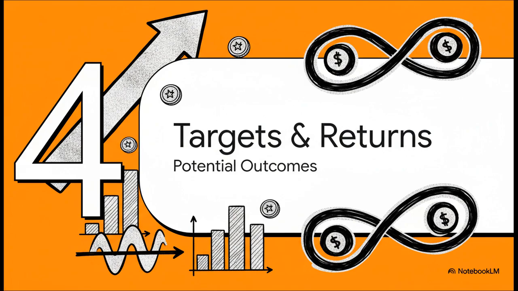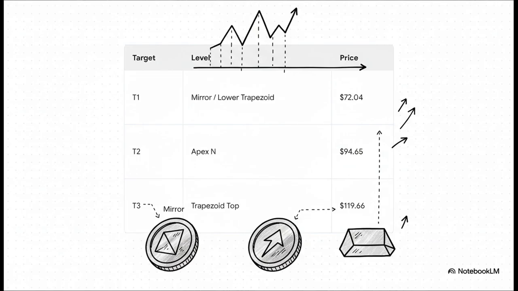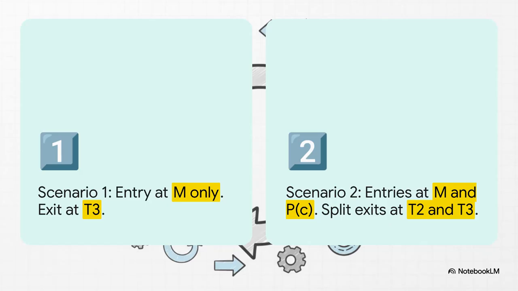All right, Section 4, targets and projected returns. So we've covered the getting in part. Now let's look at the getting out part. We're going to examine the potential outcomes based on the model's predefined targets. The model lays out three clear exit targets. T1 is the first one at the mirror or lower trapezoid level, which is $72.04. T2 is at apex N, which comes in at $94.65. And the final target, T3, is the full exit at the trapezoid top, a price of $119.66.